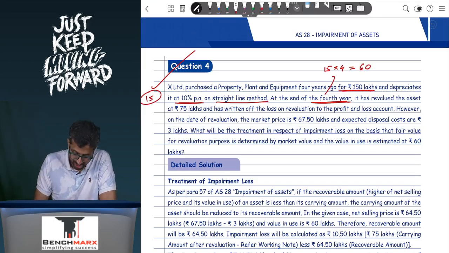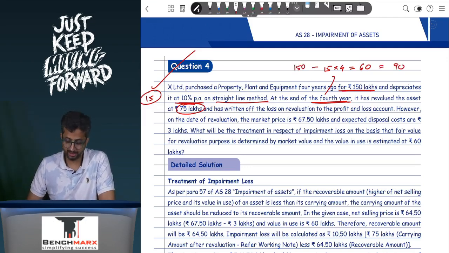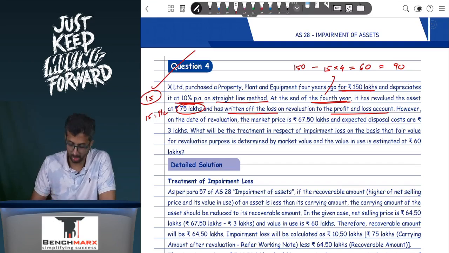It has revalued the asset at 75 lakhs. So there's a downward revaluation. In my books, my asset must be 150 minus 60, that is equal to 90, but the downward revaluation fair value is 75. So 15 will go to the P&L account as downward revaluation. 15 will go to the P&L, the asset will come to 75, and it has written off the loss on the revaluation to the P&L, which is correct. It has already done that, no problem in that.